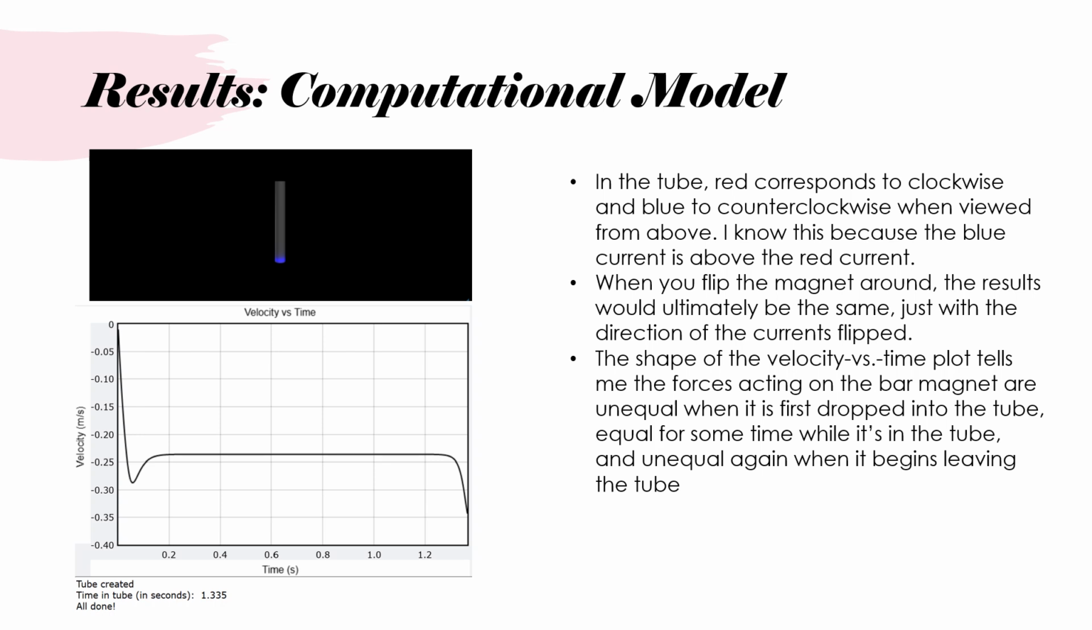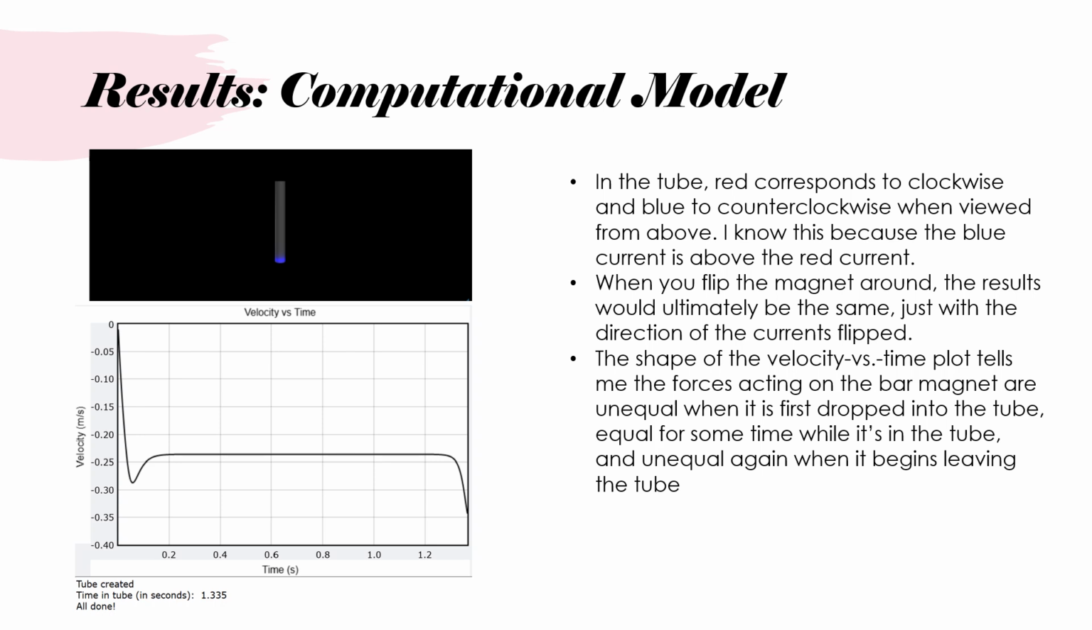The results for the computational model are on the left, so you can see, as I stated earlier, the time that the magnet was in the tube was 1.335 seconds, and then you can see the image of the magnet falling through the tube and the velocity versus time graph. In the tube, red corresponds to clockwise and blue corresponds to counterclockwise when viewed from above, because the blue current is above the red current as the magnet falls through the tube. And when you flip the magnet around, the results would ultimately be the same, but the direction of the currents would just be flipped.